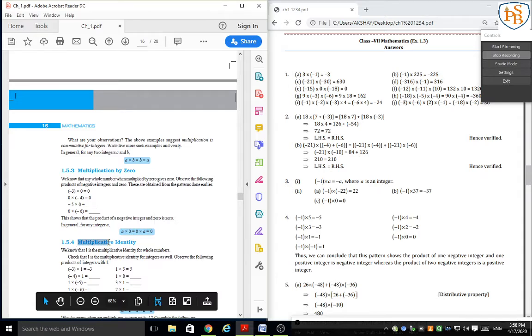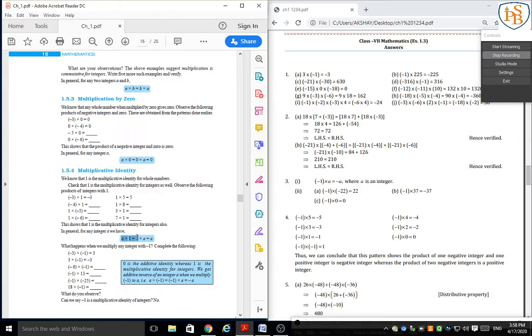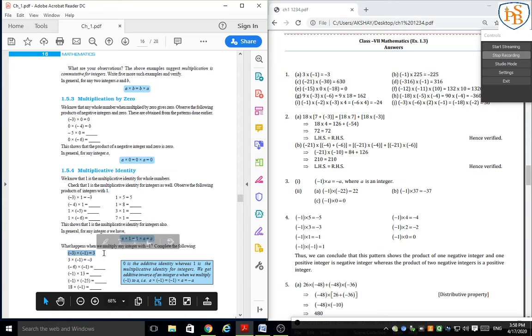The next point is multiplicative identity. If I multiply an integer by 1, or if I multiply 1 with any integer, I will get the same integer as the answer. So how can we explain that? Negative 3 into negative 1 is equal to 3. The 3 and 1 carry the same sign, so I have to give a positive sign to the answer. That means if I multiply 1 by any number, I will get that same number as the answer.